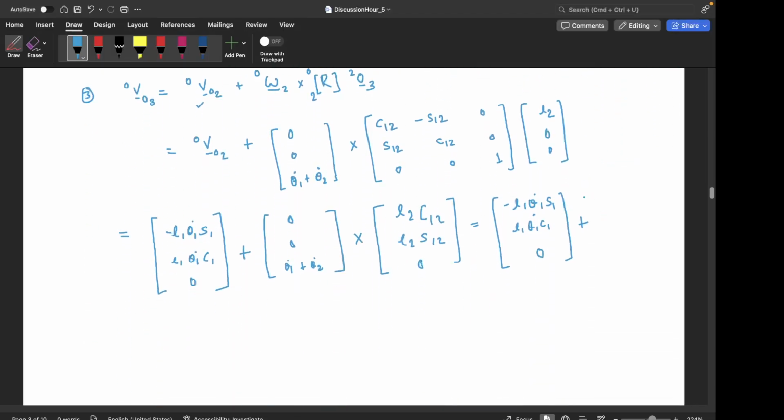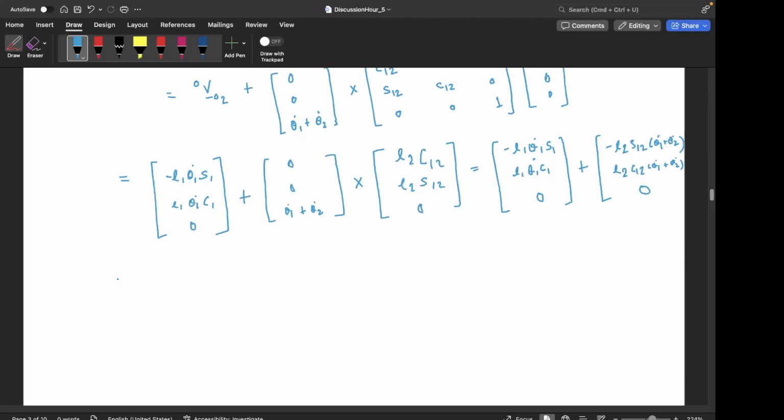So it will be minus L2 S12 (theta 1 dot plus theta 2 dot), and the y term will be positive, so L2 C12 (theta 1 dot plus theta 2 dot), and this is 0, right?